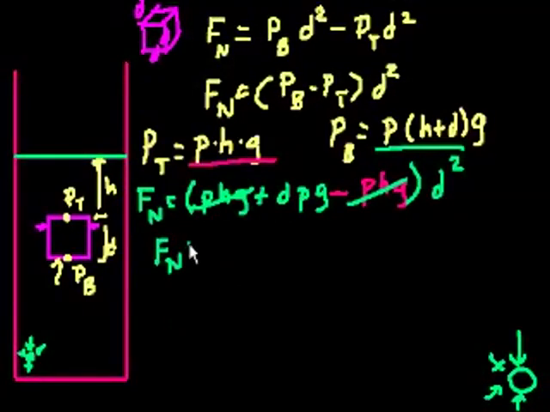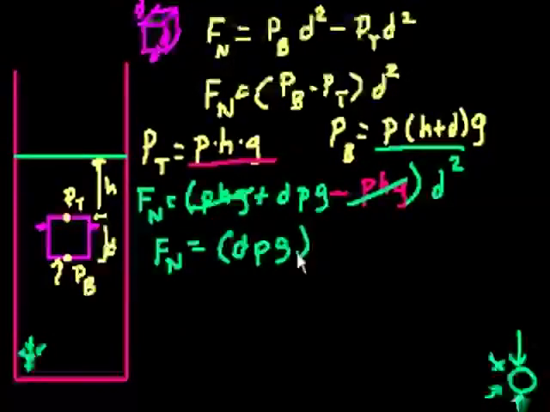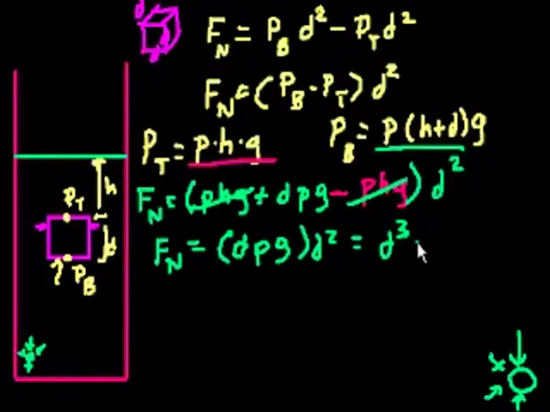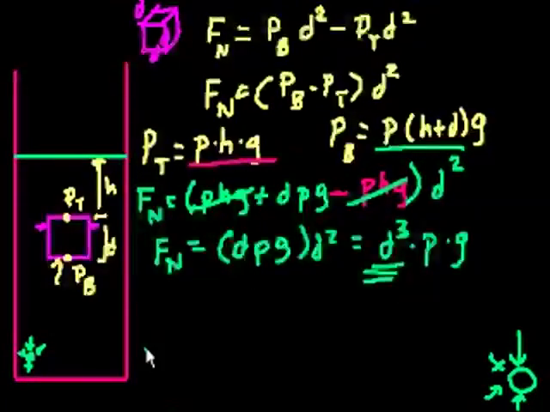So we're just left with, what's the net force? The net force is equal to d rho g times d squared, or that equals d cubed times the density of the liquid times gravity. Well, let me ask you a question. What is d cubed? D cubed is the volume of this cube, right? And what else is it? Well, it's also the volume of the water displaced, right?